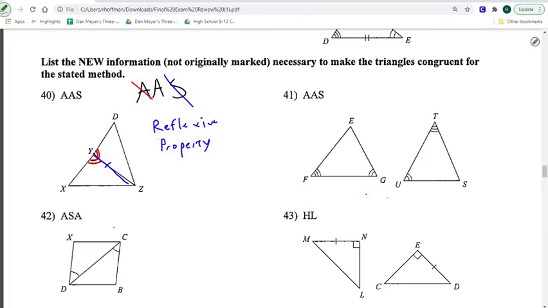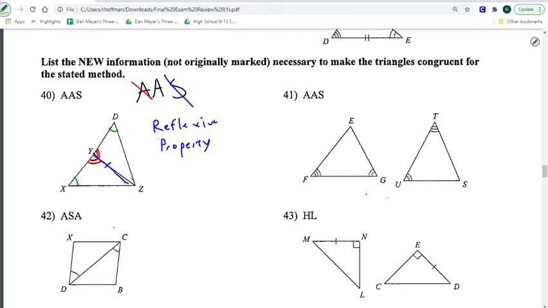Well, since I want angle, angle, side, this is the key part of the question. Since I want angle, angle, side, I want the angle that'll make the side not be included between the 2 angles. So let's see. That would be this angle would make it included. So that's the one I don't want. I want this angle so that I have my 2 angles and then my side that's not included between them.